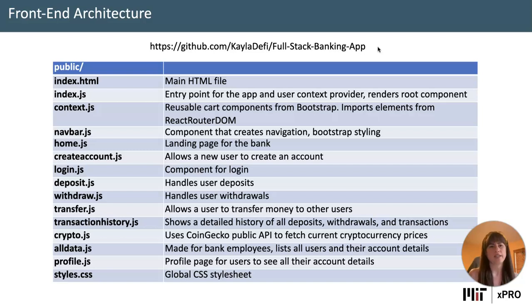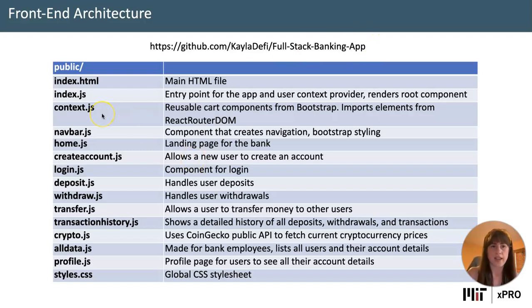Next, I have index.js, which you could argue is the most important file in my front end. It's the entry point for the app and provides the user context and renders the root component. When the app starts, it loads all user data using the useEffect hook, and it manages state using useState, which stores the currently logged in user. This file contains the user context provider, and it manages routing with HashRouter.